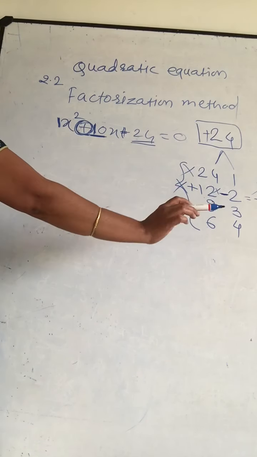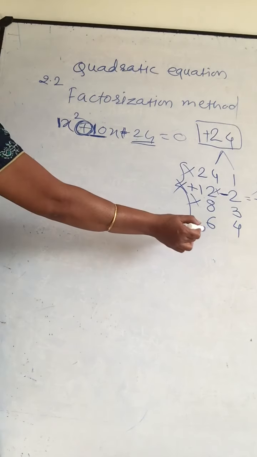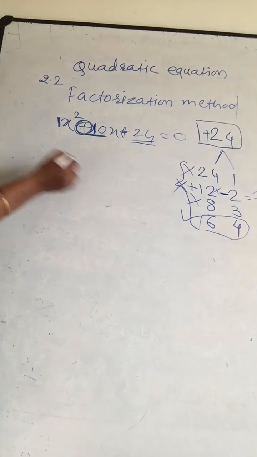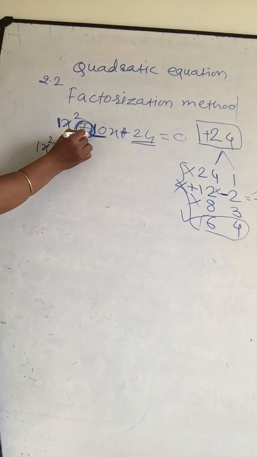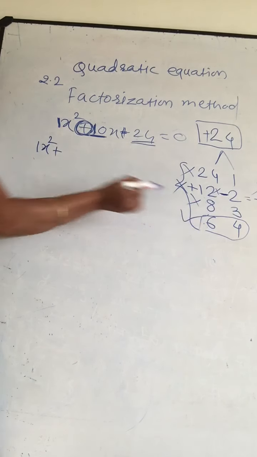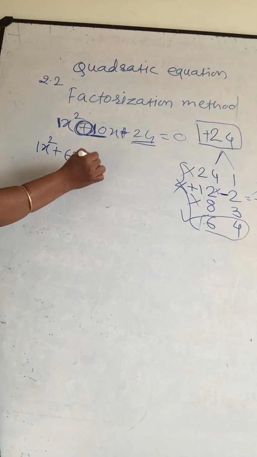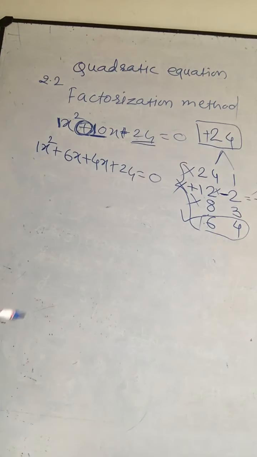8 plus 3 is 11, 8 minus 3 is 5, so this is also cancelled. Only one pair is remaining: 6 plus 4 is 10. So take this 1x square as it is, plus. Now what will we write for this plus 10x? 6 plus 4. So 6x, 4x, plus 24 is equal to 0.